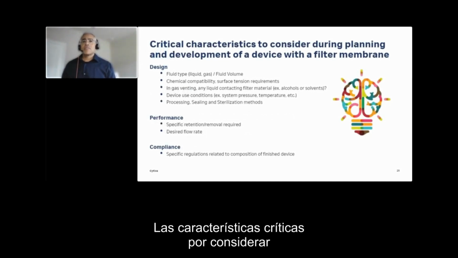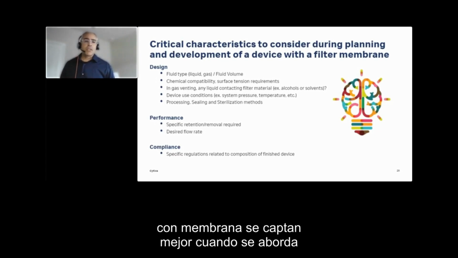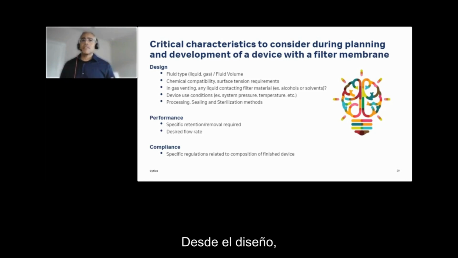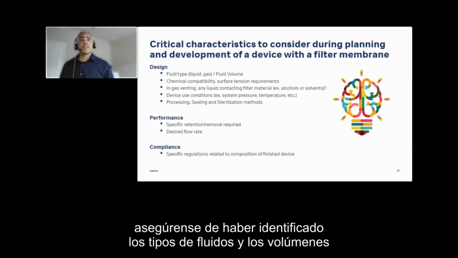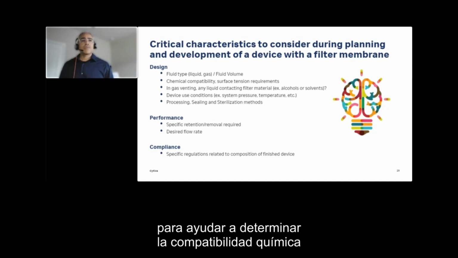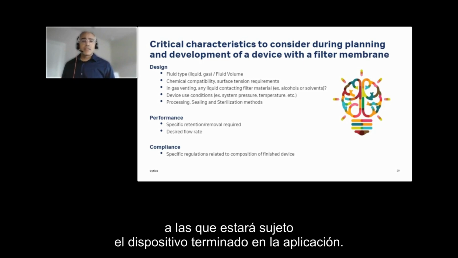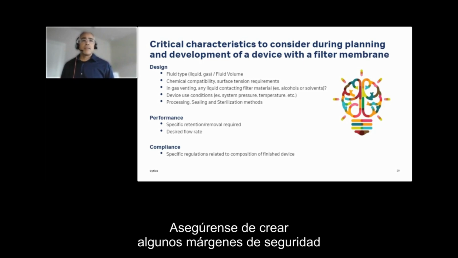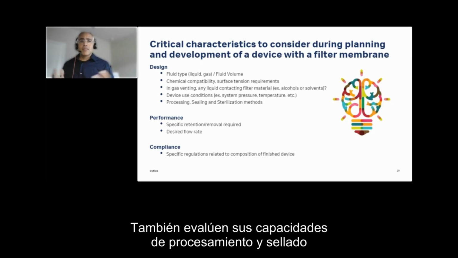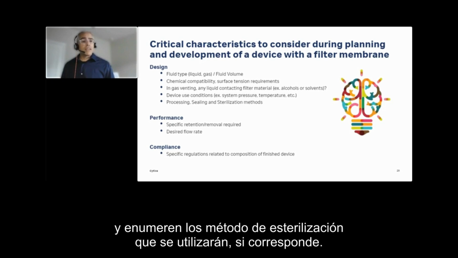The critical characteristics to consider during the planning and development of a device with a membrane are best captured when approaching it from 3 different perspectives: the design, performance, and compliance. From the design, make sure you've identified the types of fluids and volumes of these fluids that will come in contact with the membrane to help ascertain chemical compatibility and surface tension requirements. Consider the different conditions the finished device will be subject to in the application, ensuring to build in some safety margins with regards to pressure and temperature. And also evaluate your processing and sealing capabilities and list the sterilization method that will be used, if any.